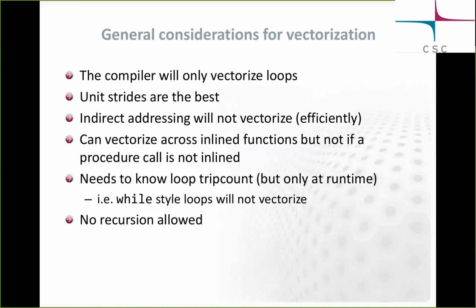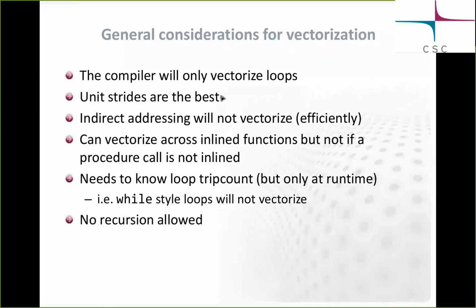The rules of the game are such that the compiler will only vectorize loops, and only countable loops. So while-style loops won't vectorize; there needs to be a for. Of course, you don't have to know the exact number of iterations until runtime, but it needs to be a countable loop. And unit stride is the best for vectorization.